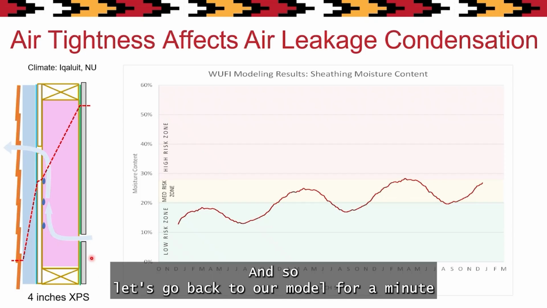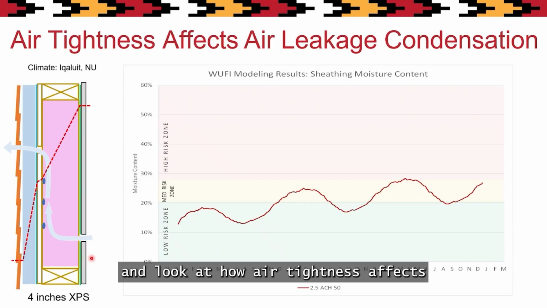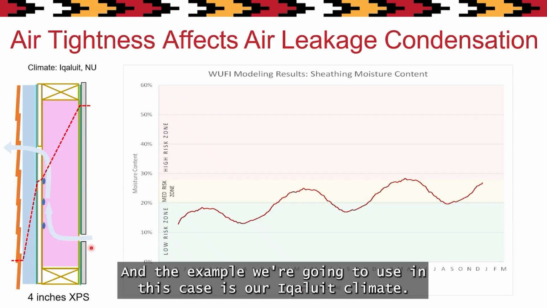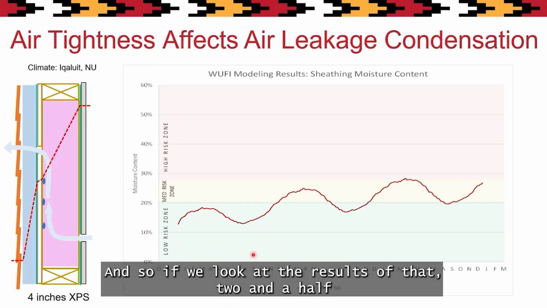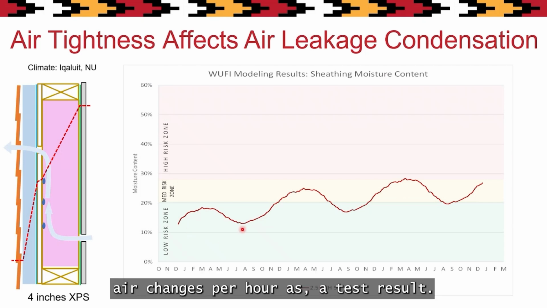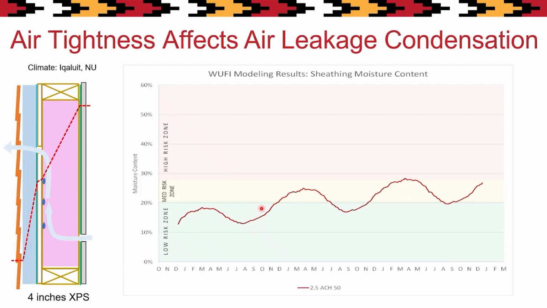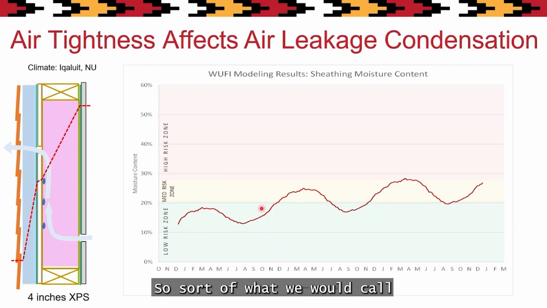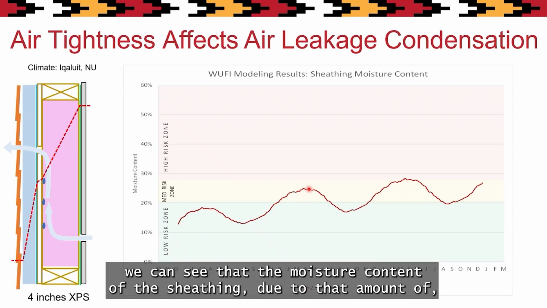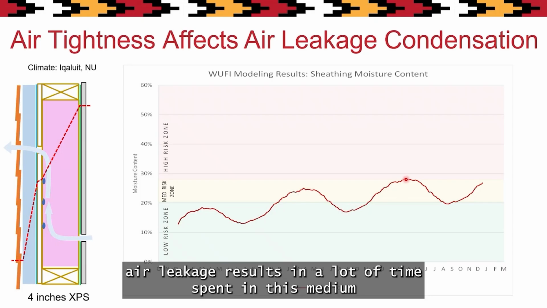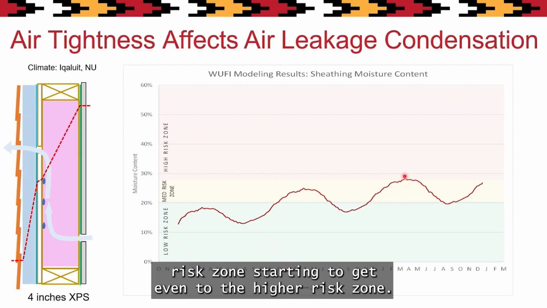And so let's go back to our model for a minute and look at how air tightness affects air leakage condensation. And the example we're going to use in this case is our Iqaluit climate. And we're going to look at a wall with 4 inches of XPS foam board insulation. And so if we look at the results of that at 2.5 air changes per hour as a test result, so sort of what we would call typical new construction air tightness, we can see that the moisture content of the sheathing due to that amount of air leakage results in a lot of time spent in this medium risk zone, starting to get even to the higher risk zone.